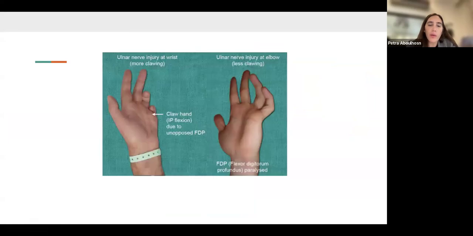These are both causes of ulnar neuropathy. However, on the right side, this is from proximal ulnar neuropathy, and this is more towards an ulnar nerve injury at the wrist. And why does this happen?